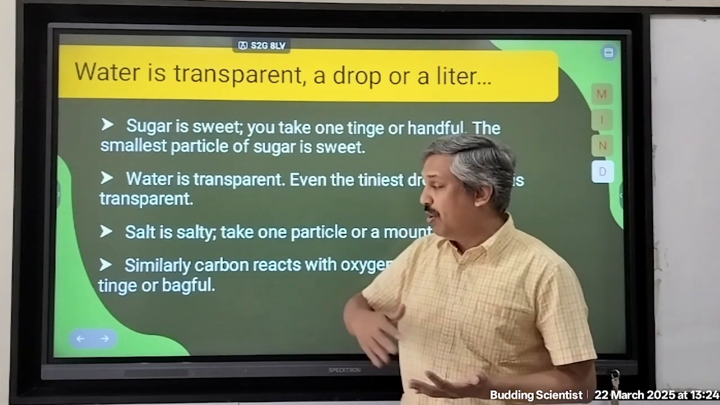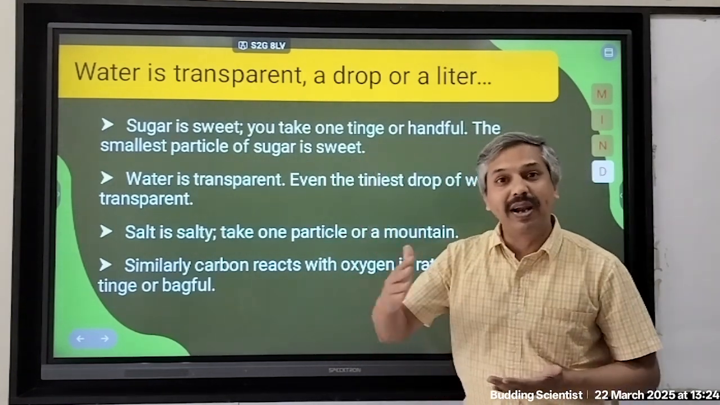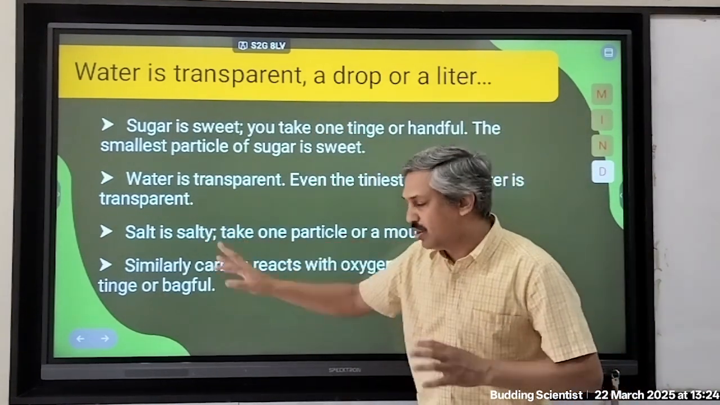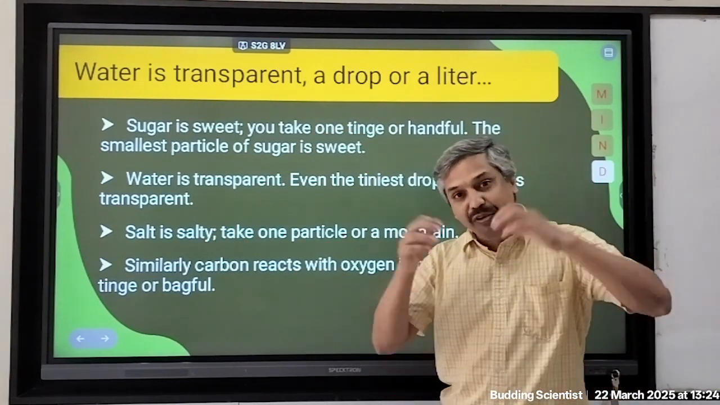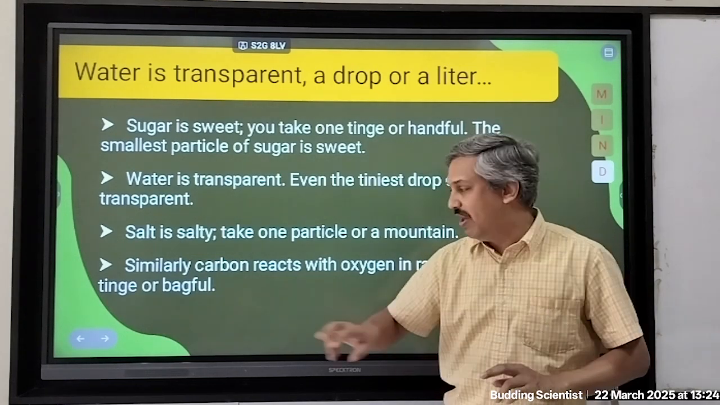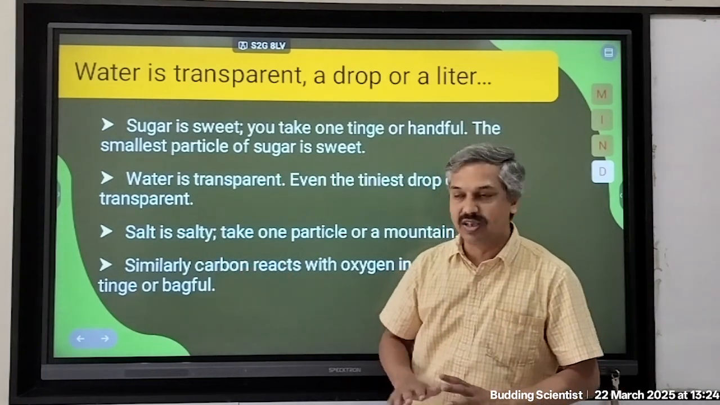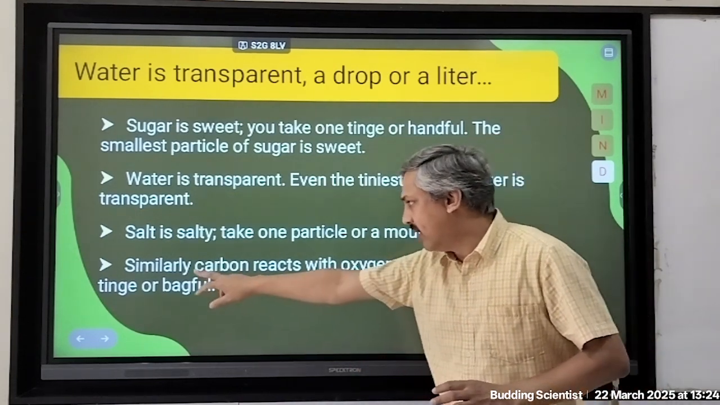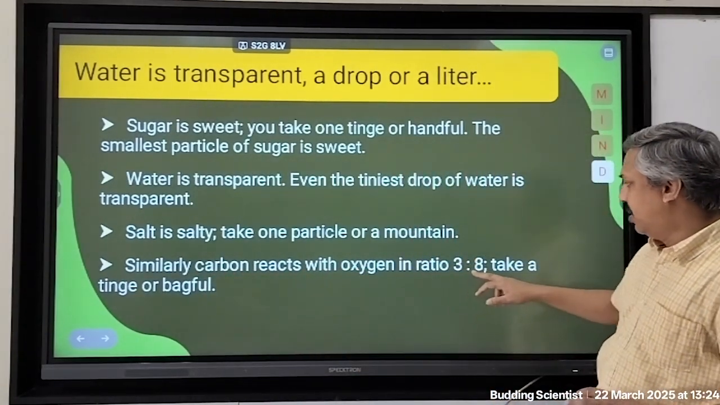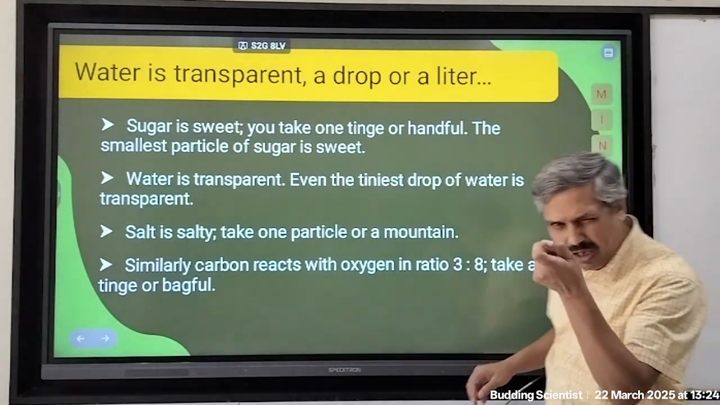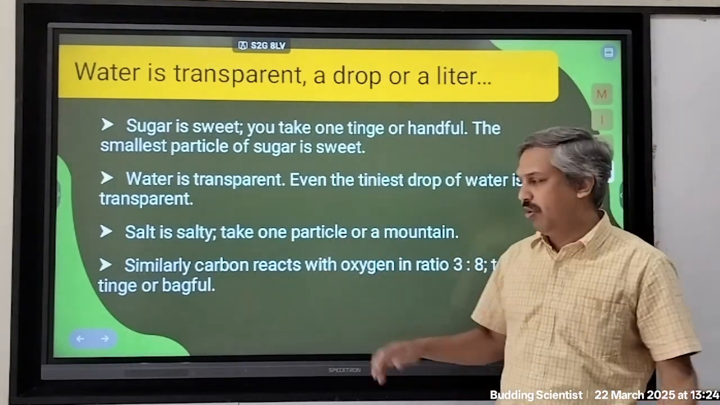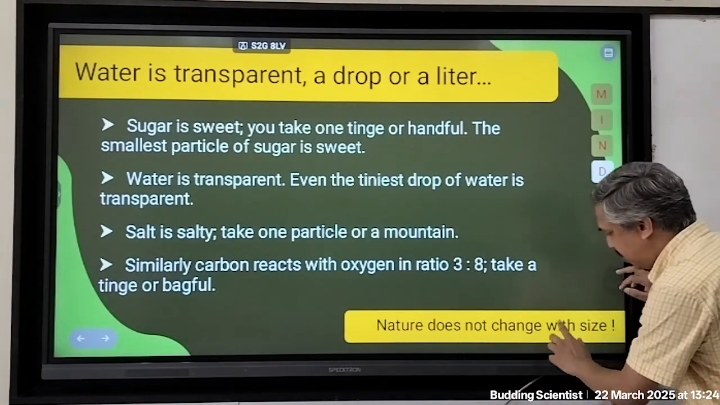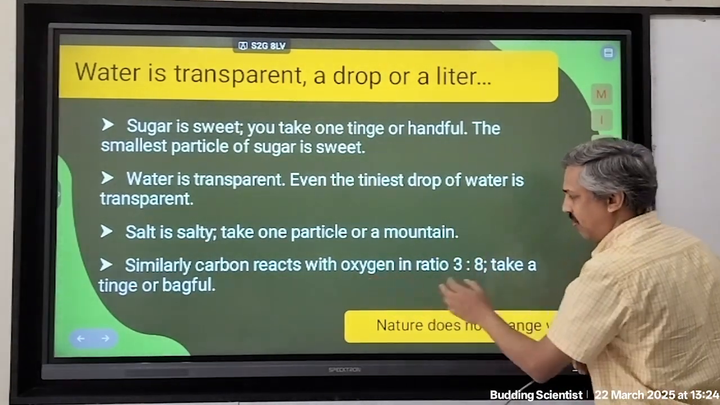Because the mass is increased, the number of particles is more, so the sweetness of sugar will be more, the saltiness of the salt will be more. But every particle will have its own saltiness. Every particle of sugar will have its own sweetness. Similarly, carbon will react with oxygen in the ratio 3:8. You can take a little bit of carbon or a bucket full of carbon. Nature will not change with size. It's the nature of the carbon atom.